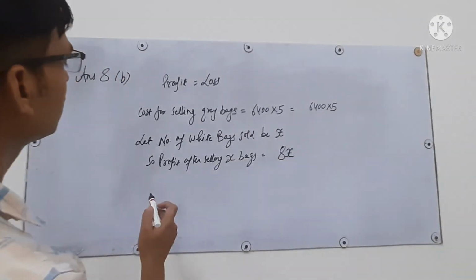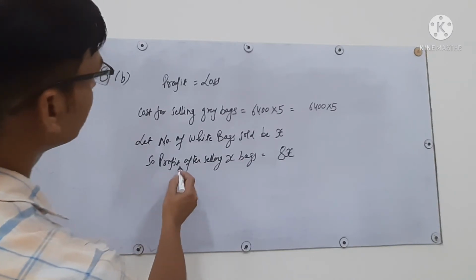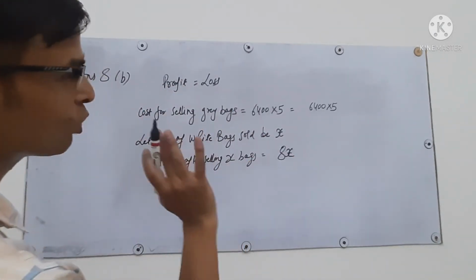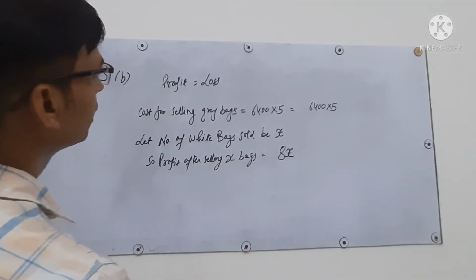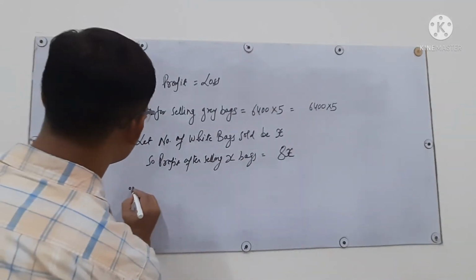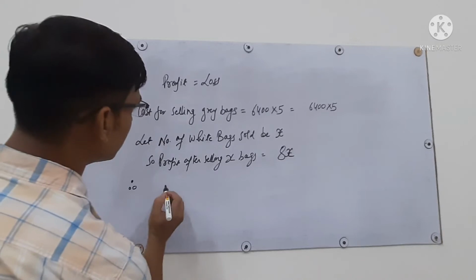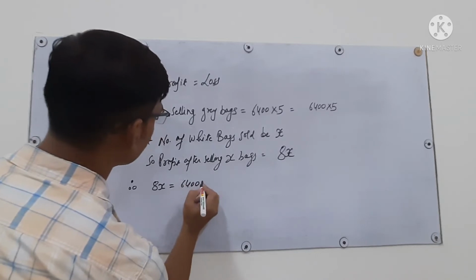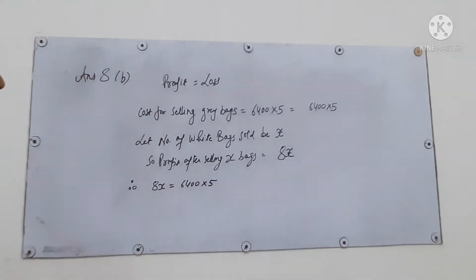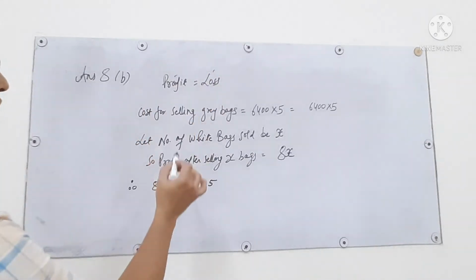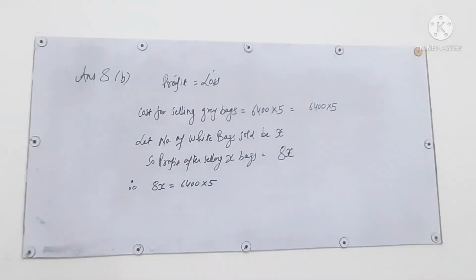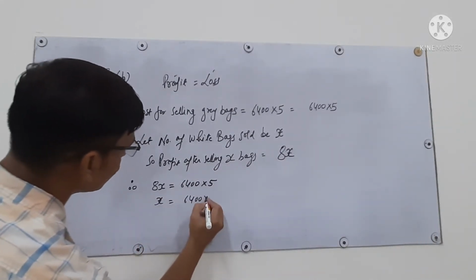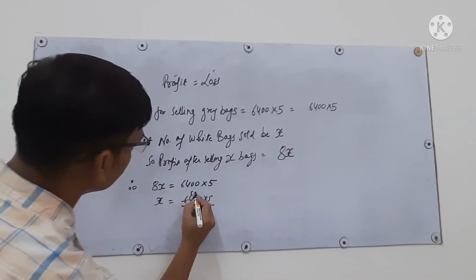Now, according to the question, white bags are sold at a profit and gray bags are sold at a loss. In this question, there will be no profit and no loss. That is, profit will be equal to loss. So we can write here, therefore, 8x will be equal to 6400 cross 5. Why? Because profit is equal to loss, and profit is 8x and loss is 6400 cross 5. So now simply we can find x as 6400 cross 5 upon 8, and it will be 800.